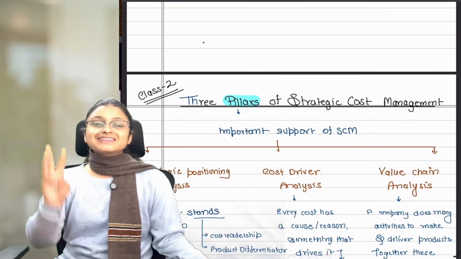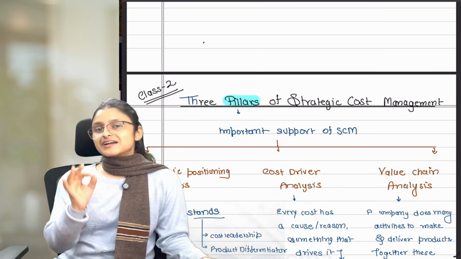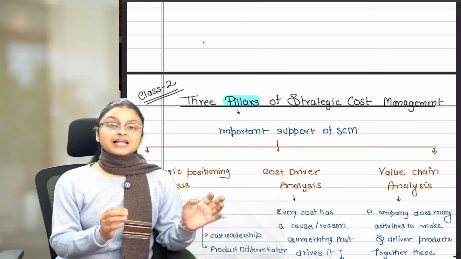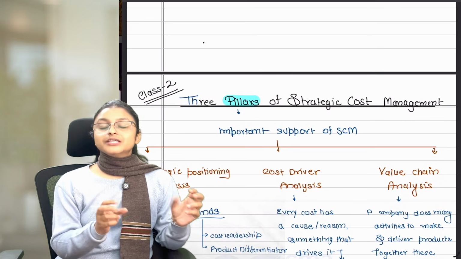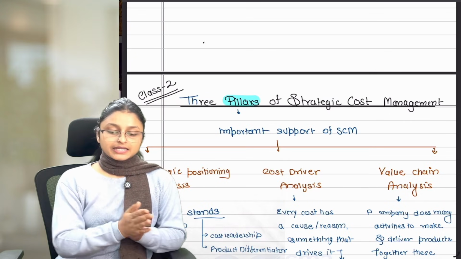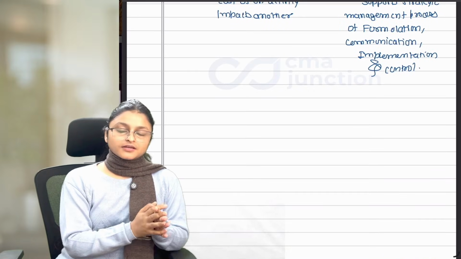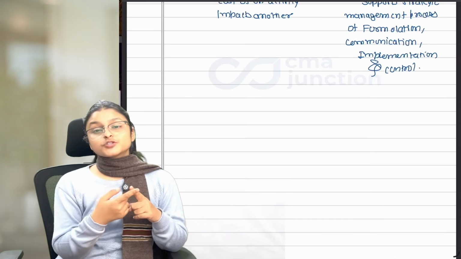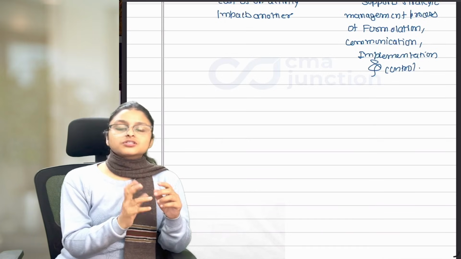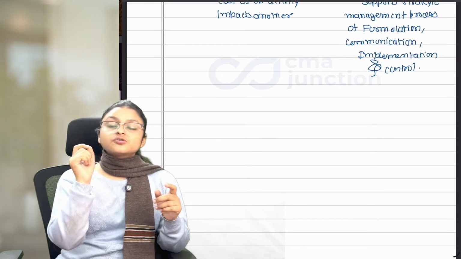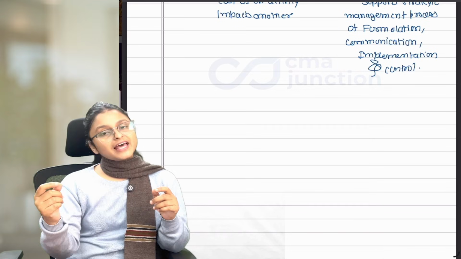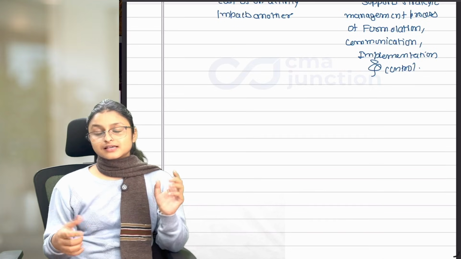Everyone, welcome to our third class of Introduction to Strategic Cost Management. In the previous class, we understood what the three pillars of strategic cost management are. Let's just try to revise that first and then we will move forward. So what are the three pillars? First one is strategic positioning analysis, then comes cost driver analysis, and at the end we have value chain analysis.